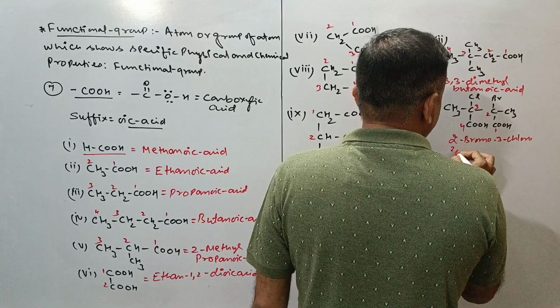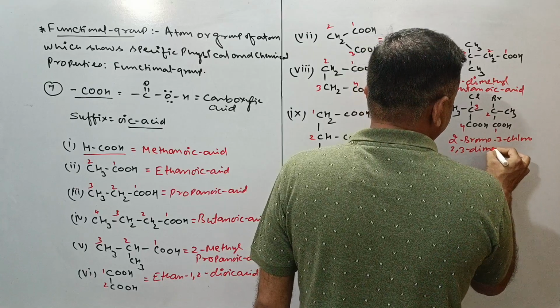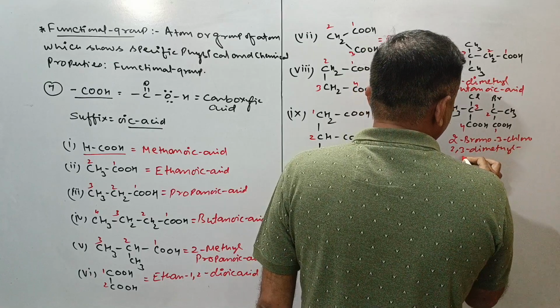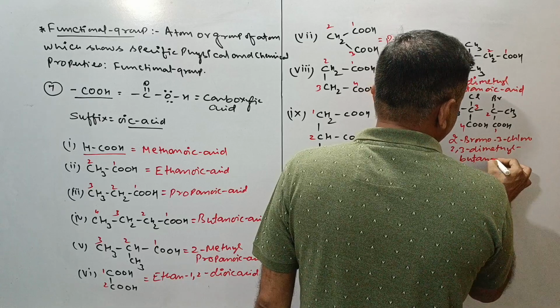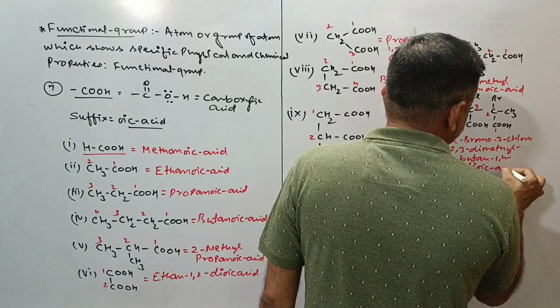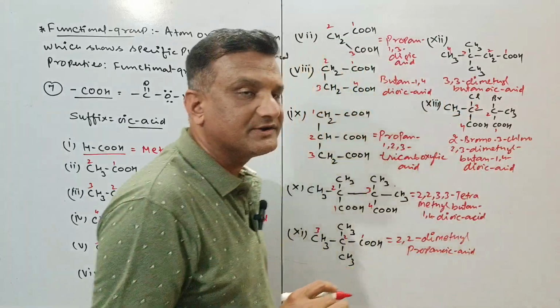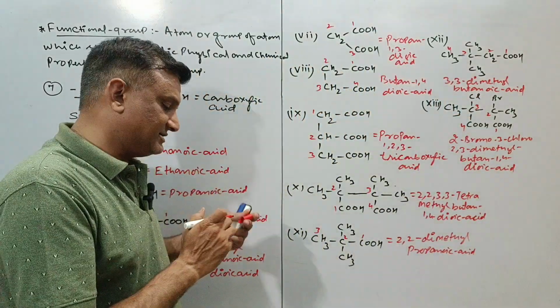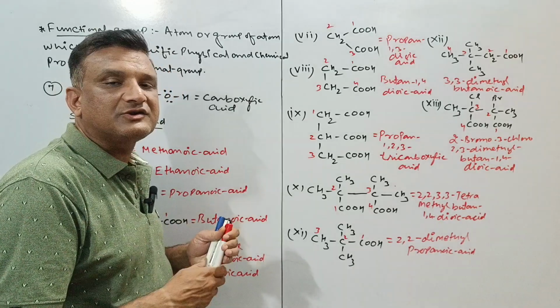This is 2,3-dimethyl butane-1,4-dioic acid. This was about the nomenclature of carboxylic acid. We will take just bond line structures also.